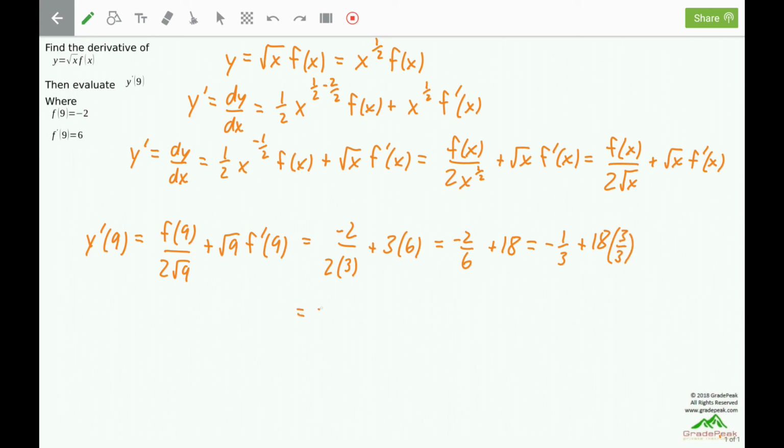And this will give us negative 1 over 3 plus 3 times 18, which is 54 over 3. And now we can combine those into a single fraction over that common denominator, negative 1 plus 54, which is 53 over 3.